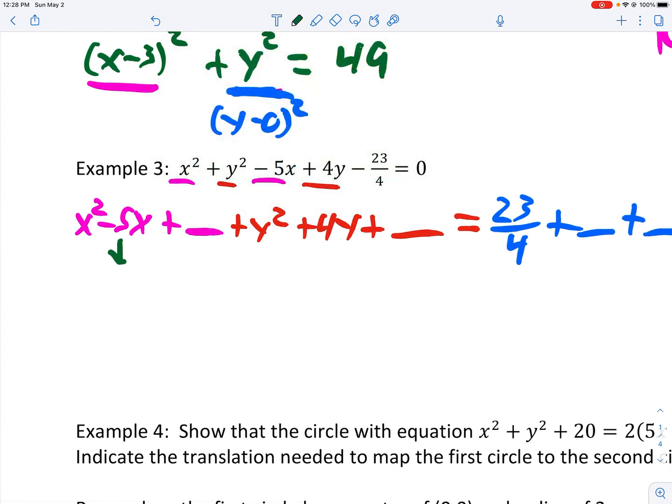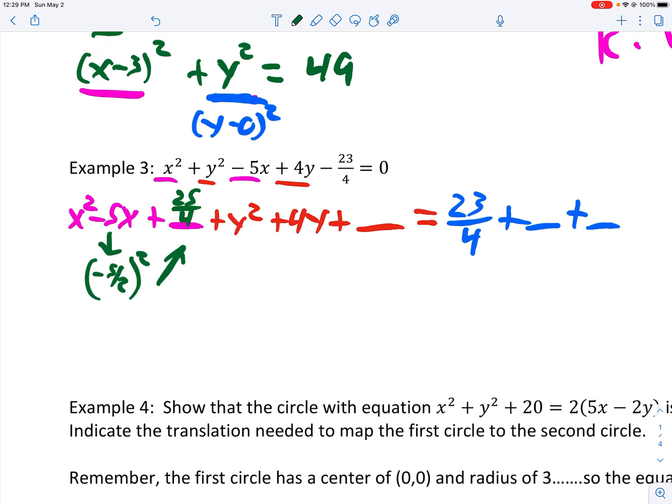So the b term, we divide by 2, so negative 5 halves. Square it. So that'd be 25 over 4. So I'm going to add 25 over 4. Now, I'm not converting it to a decimal because I have 23 over 4 over there. So I'm going to end up having to add fourths together, so I'm just going to keep it as a fraction. So this factors, right? Oh, this looks really confusing. No, it's just x minus 5 over 2.